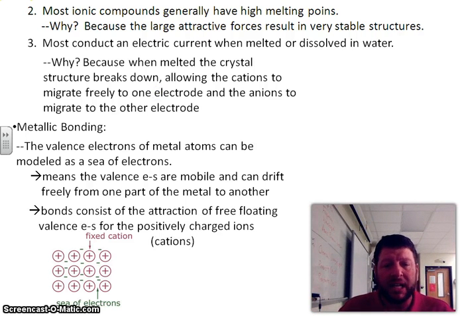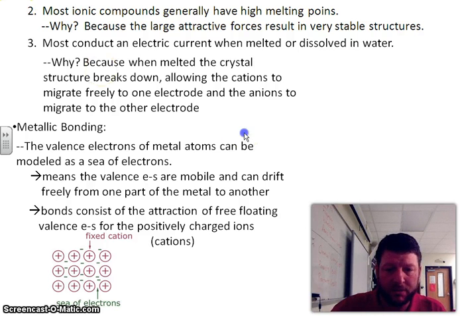These bonds will consist of the attraction of free-floating valence electrons for the positively charged ions or cations, as you can see here in the drawing, as well as the drawing that I would like you to draw into your notes on page 201. Please draw figure 7.12, the right half, part A and B, please.